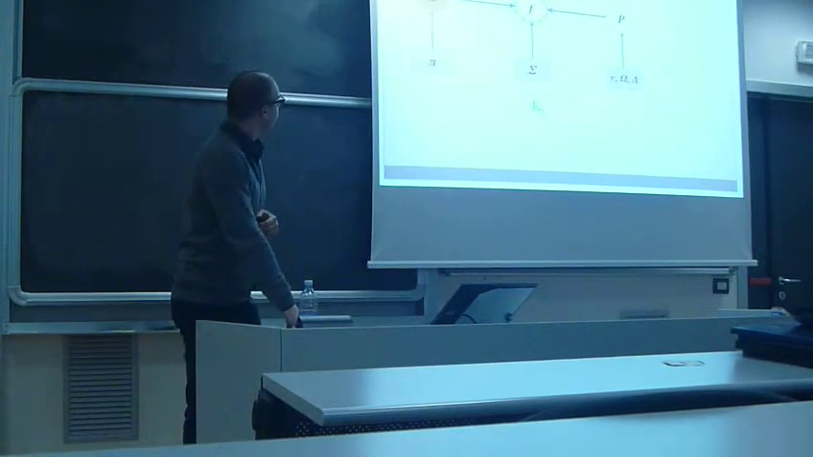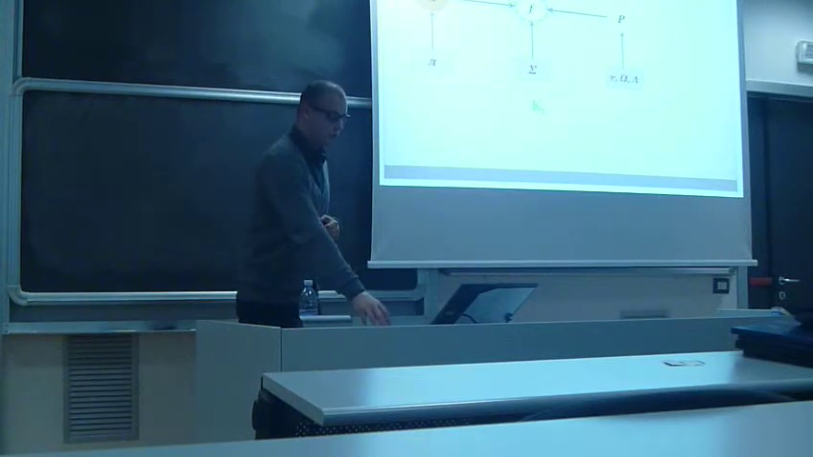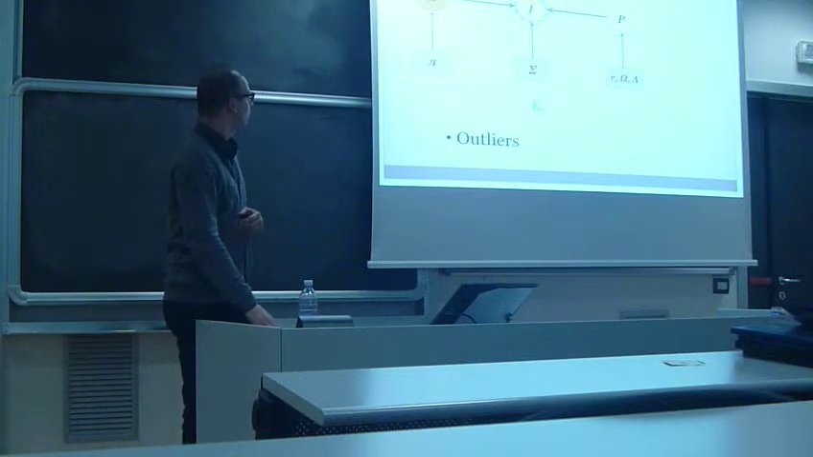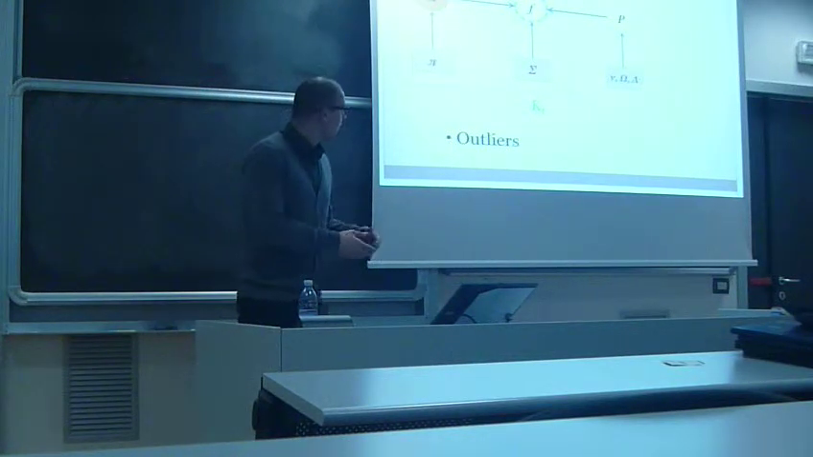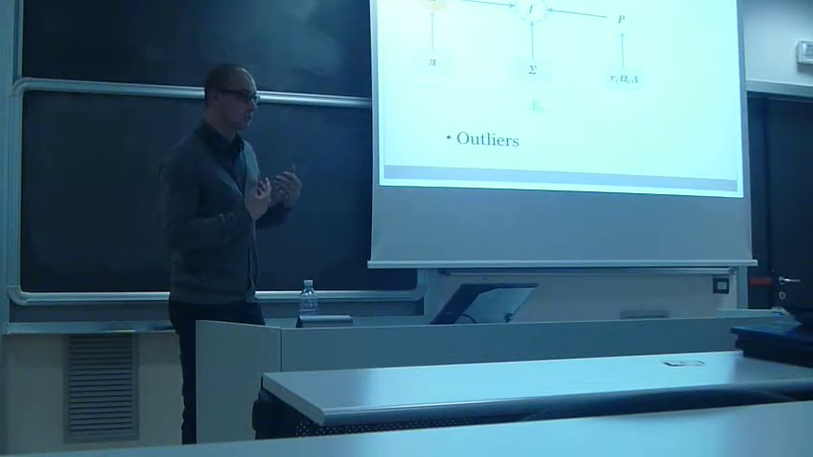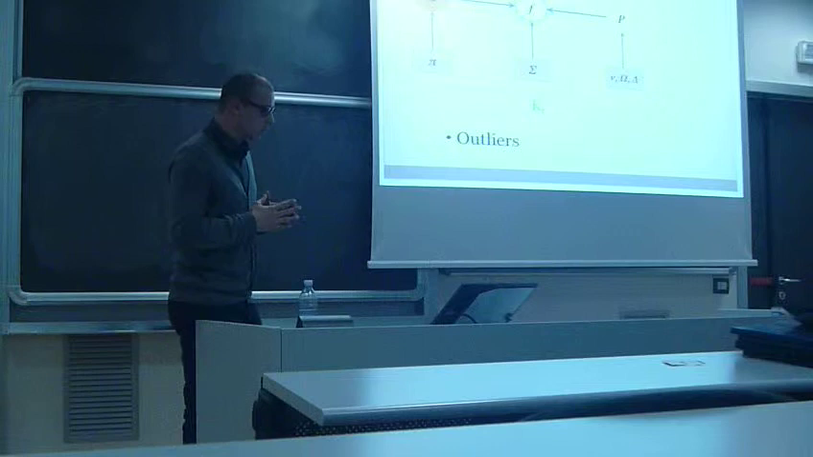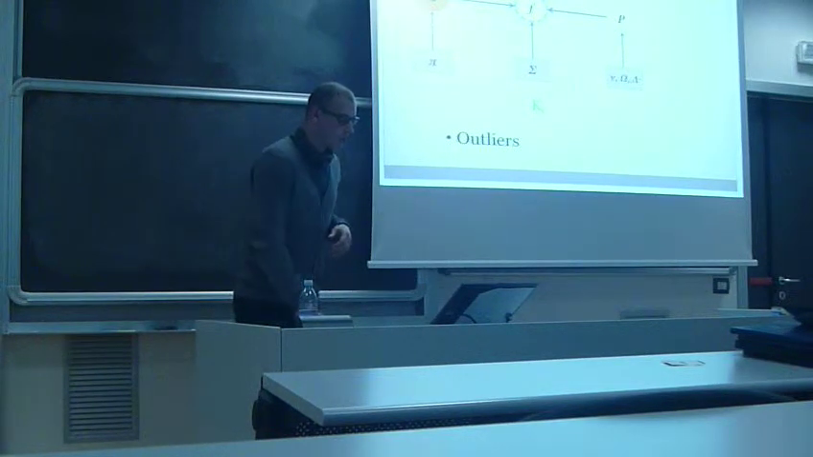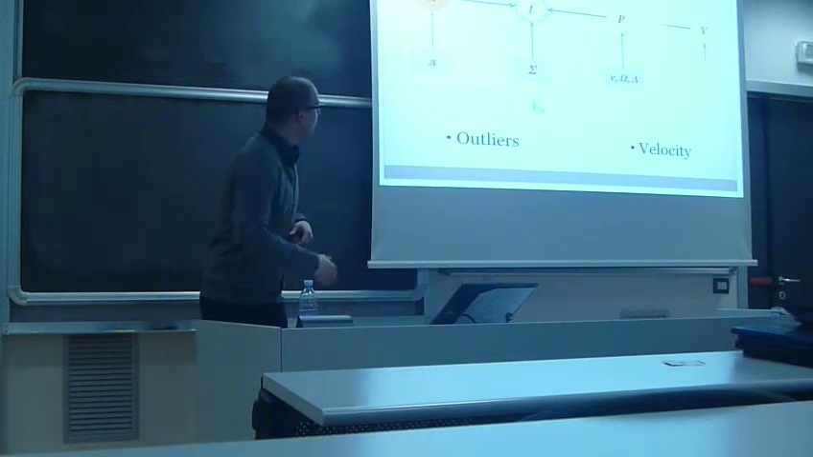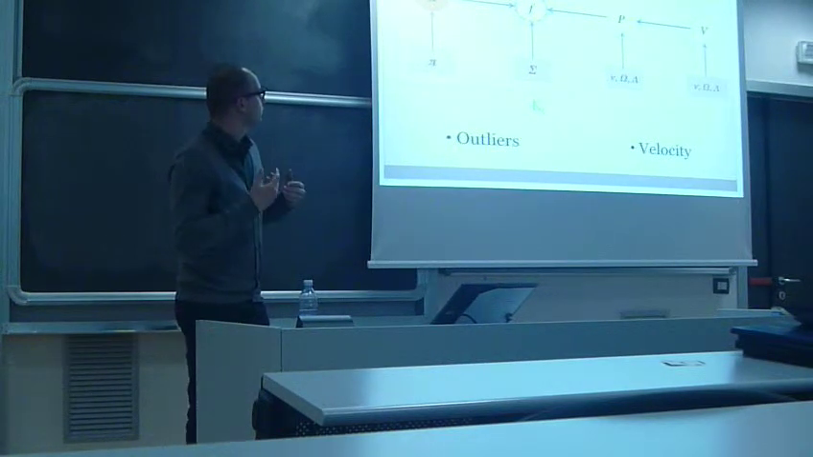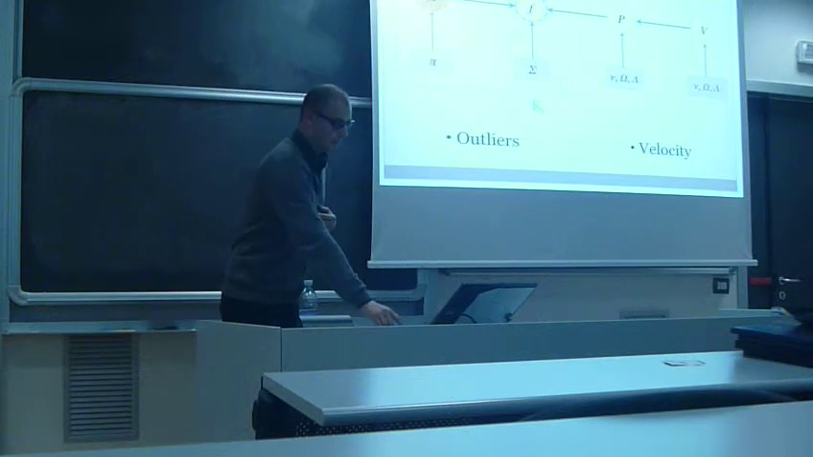Besides, we add some extensions to our method, first of all modeling outliers, which are observations that are not generated by our objects but by other sources, and we assign these observations to a specific class, the outlier class. And we also model the velocity as another hidden temporal variable, which allows us to make the trajectory estimation more precise.